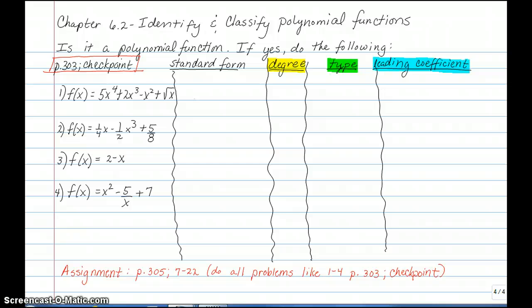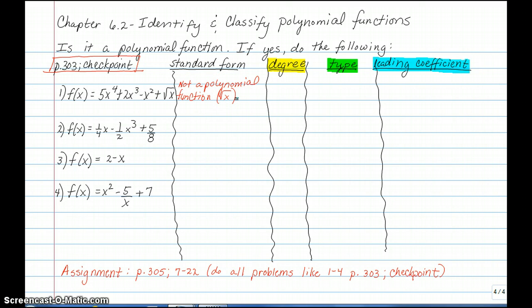All right, number 1 is not a polynomial function. And the reason it is not a polynomial function is that you've got this square root of x. So not a polynomial function. And the reason for that is the square root of x.